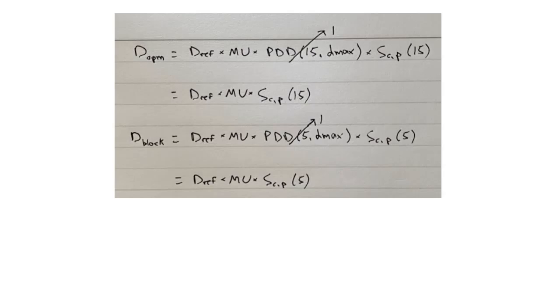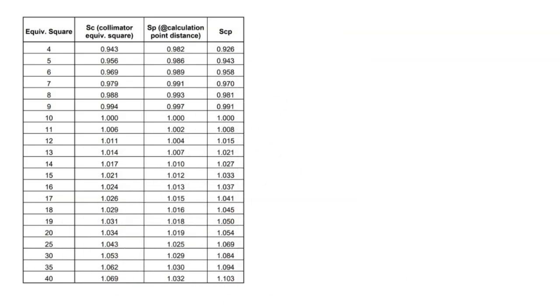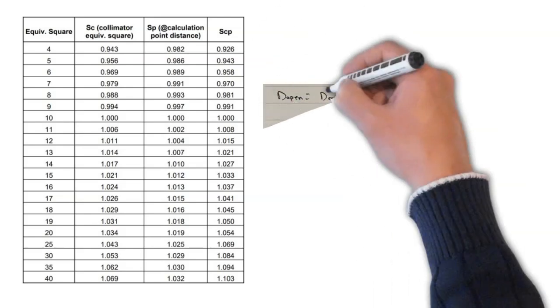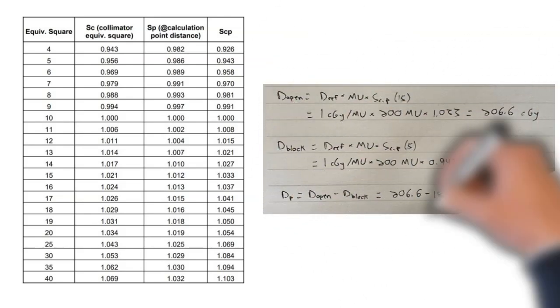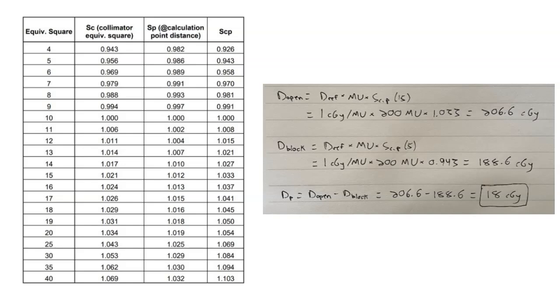And now we can go to the beam data to get the two factors that we need. So we just need the total scatter factor for the equivalent square of 5 and the equivalent square of 15. So for the open field, we use the equivalent square of 15, and for the blocked field, we use the equivalent square of 5. So if we plug in everything here, we get an open field dose of 206.6 centigray and a blocked field dose of 188.6. And if we subtract the two, we get a dose to the point under a block of 18 centigray.